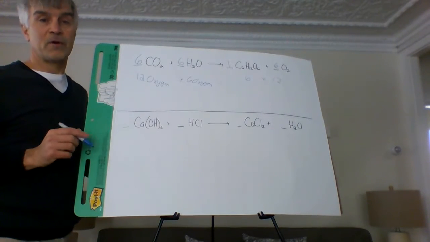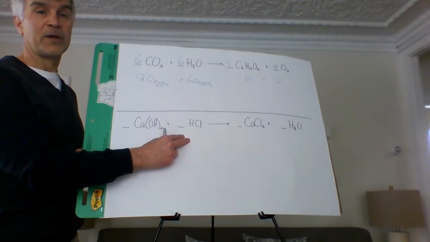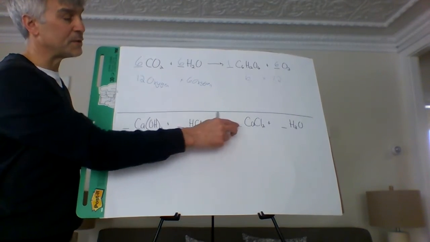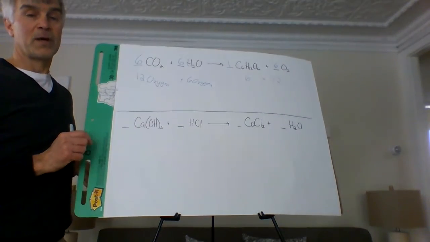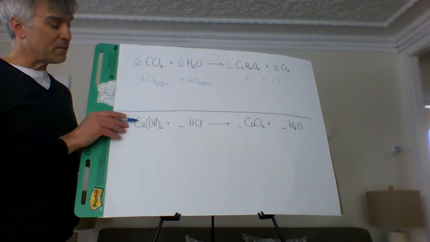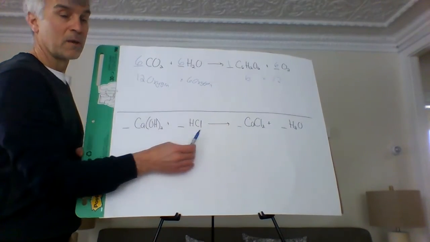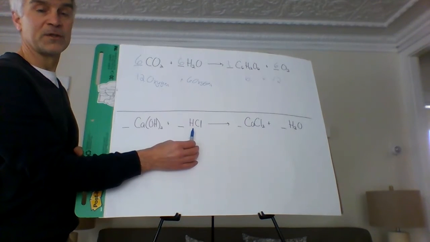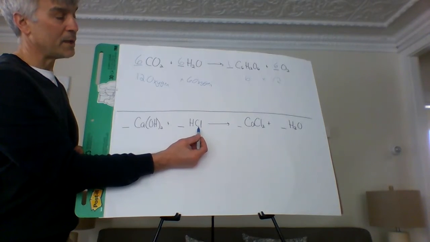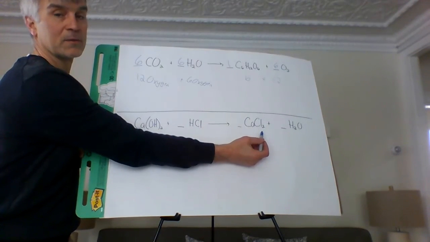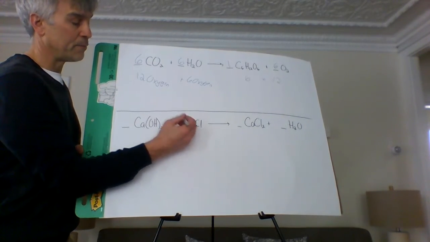All right, and just for practice, let's take a look at another one. I have calcium hydroxide plus hydrogen monochloride produces calcium chloride plus water. Because calcium has a positive 2 charge, this is CaCl2. Because hydrogen has a positive 1 charge, this is just HCl. So you can see right away there's 2 chlorines in the products, but only 1 chlorine in the reactants. So I'm going to put a 2 here.